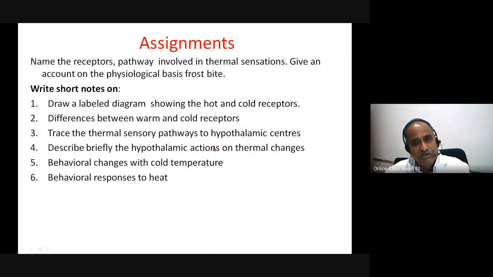Describe briefly the hypothalamic actions of thermal changes I had given. Maybe behavioral changes with a cold temperature, behavioral changes with the heat, or changes with the warm. And you also mention TRP channels and their implications.